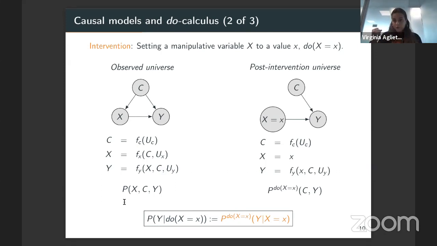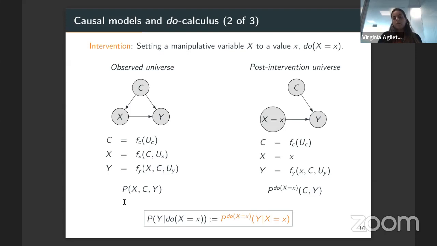On the other hand, if we intervene, we break the relationship between a variable and its parents. So we modify the structural equation model, replacing one functional relationship with a constant because we have fixed the value of a variable. And if we observe this post-intervention universe, we collect what we call interventional data that can be used to estimate the interventional distribution.